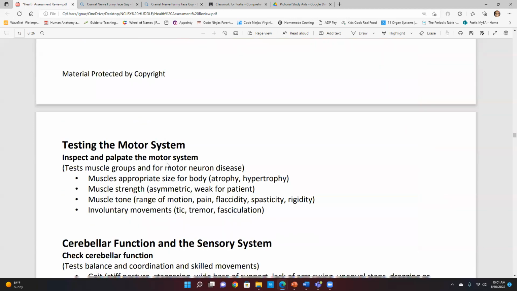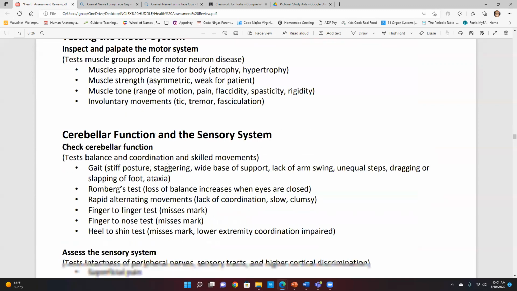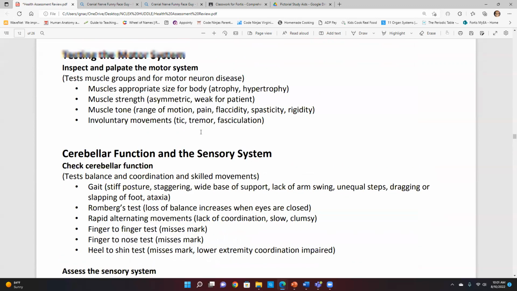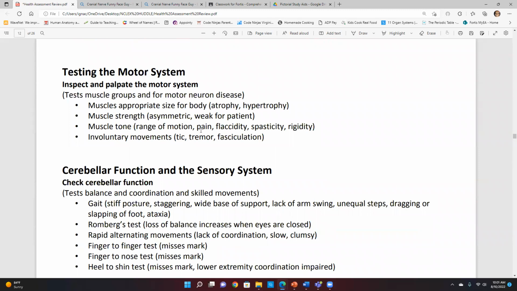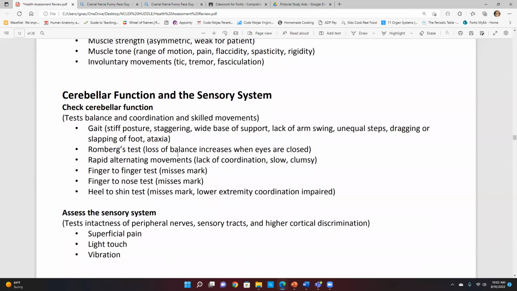Okay. When we are examining the motor system, we are going to be assessing for muscle size, symmetry, strength, and muscle tone. Are there any involuntary movements like a tic, a tremor, right? Are they protruding their tongue, right? So all of these things are what we have to look for.